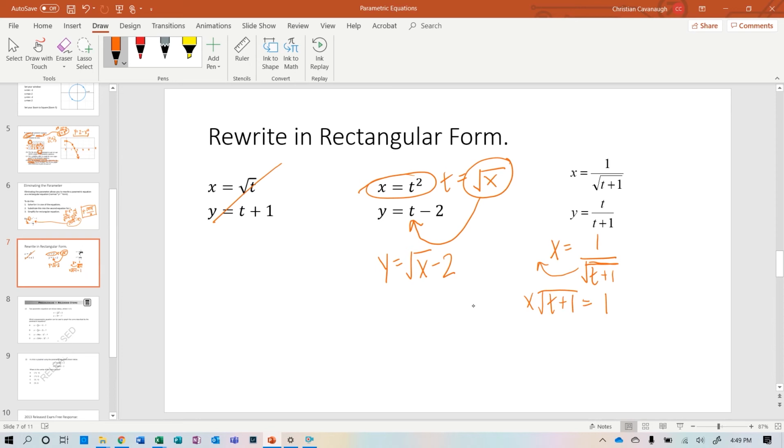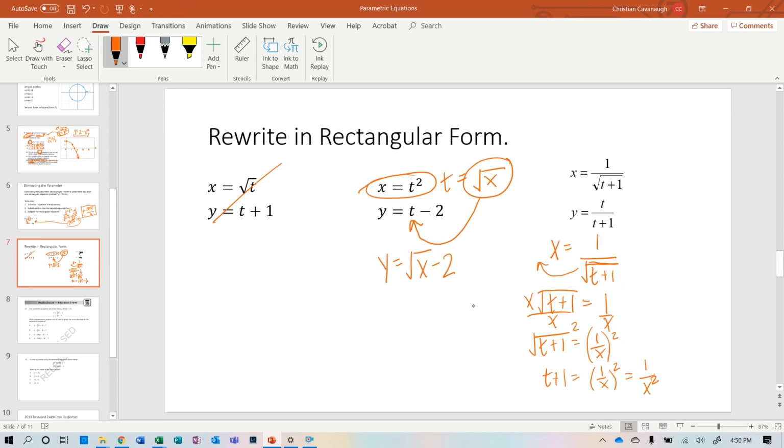And now I need to get rid of the x on that side with the t. So I'm going to divide by x on both sides. Now I'd have the square root of t plus 1 equals 1 over x. So next step is to get rid of the square root. So I'm going to square both sides. So I would have t plus 1 equals 1 over x squared, which if you actually square that out, it would just be 1 over x squared.